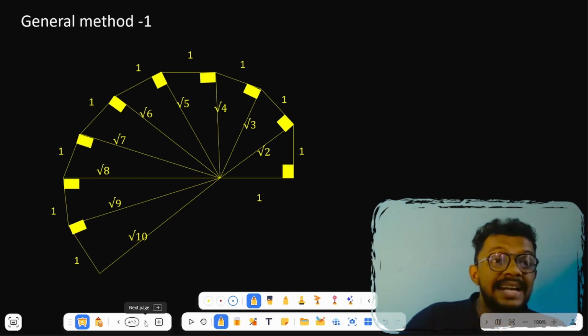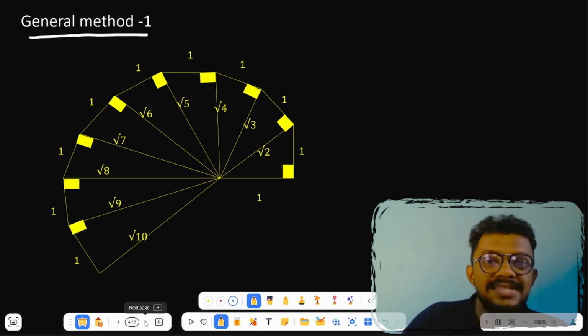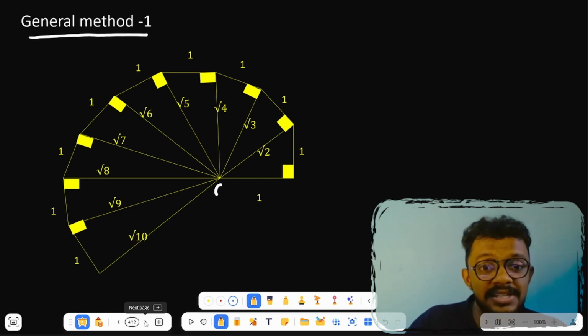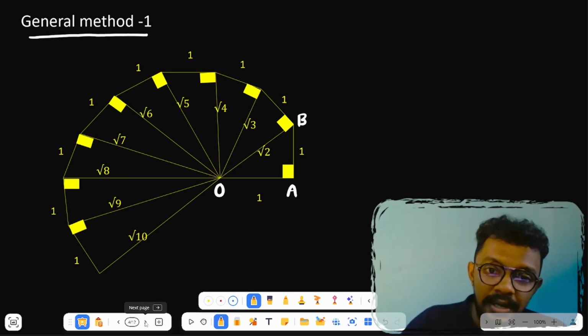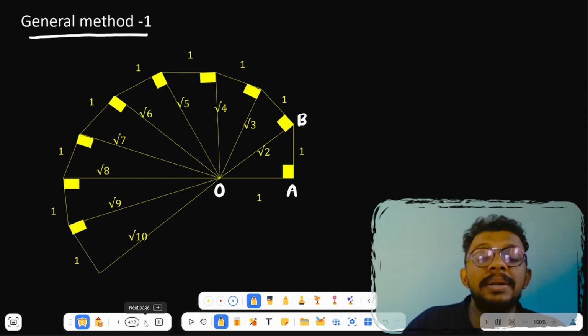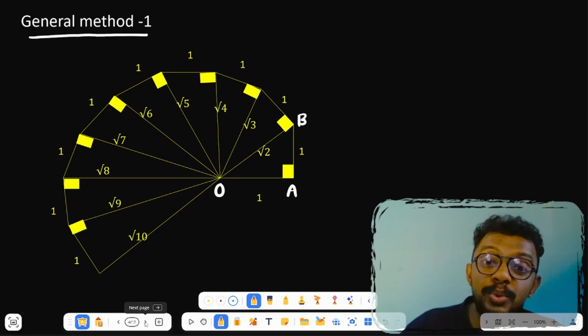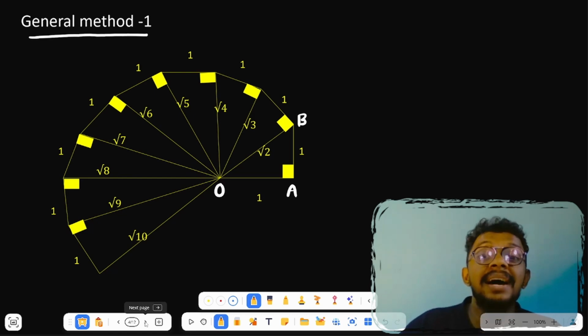Okay. The first strategy, method number one, is this one. Look, I consider this figure, the first triangle, as OAB. If base OA is 1 unit, BA is 1 unit, and this is 90 degrees, then by Pythagoras theorem OB is root of 1 square plus 1 square, which is root 2 unit. On that root 2 unit line I am taking once again a 90 degree angle, and I'm taking the height as 1 unit.